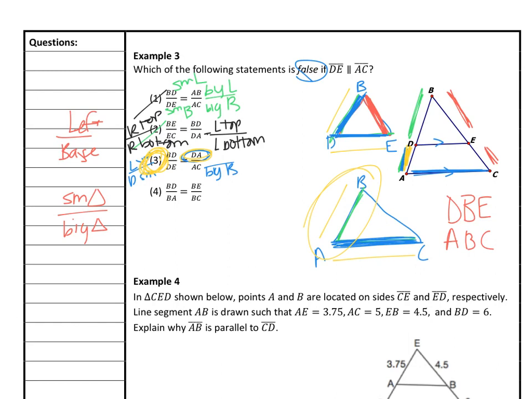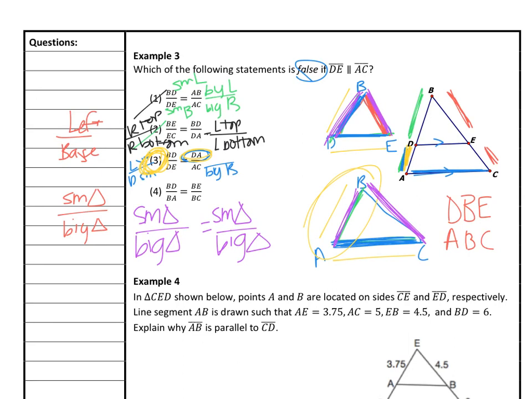So choice 4, we've got BD over BA. So here's BD over BA. So that looks like small triangle over big triangle equal to BE, small triangle, over BC, big triangle. So they were matching parts, they did match up with the triangles, therefore that's a true statement, which is not the choice we want to make.